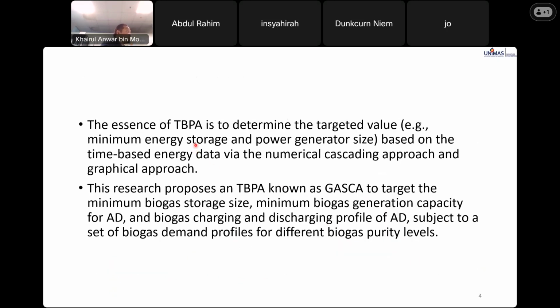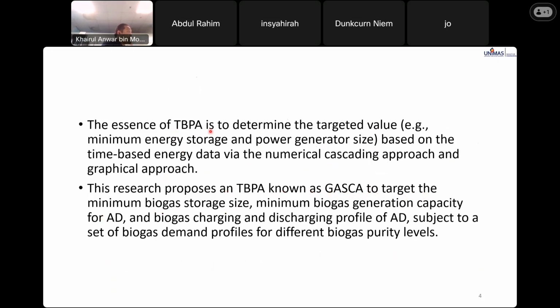The essence of TBPA is to determine the targeted value, minimum initial and power generator size. This is based on the hydrogen, based on the time-based energy data via the numerical cascading approach and graphical. For this research, I propose TBPA, known as GESCA, gas system cascade analysis, to target the minimum biogas storage size.